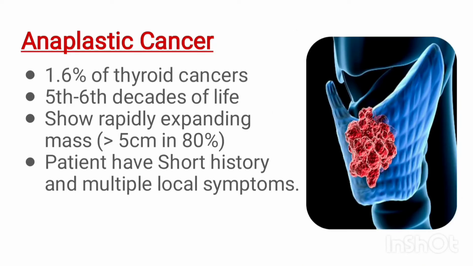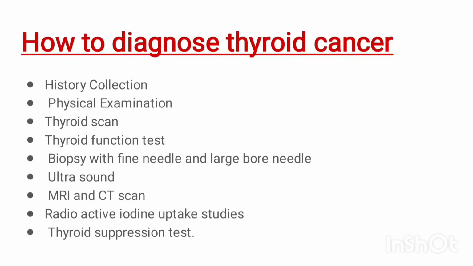If we talk about anaplastic cancer, it is 1.6% of total thyroid cancers. It usually occurs between the 5th and 7th decades of life. It shows a rapidly expanding mass. That mass is actually greater than 5 cm in 80% of cases. Patients have a short history and multiple local symptoms.